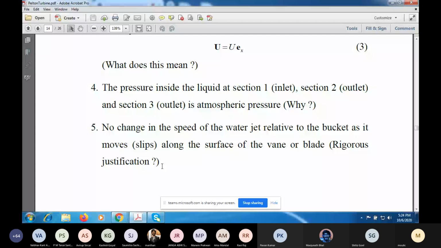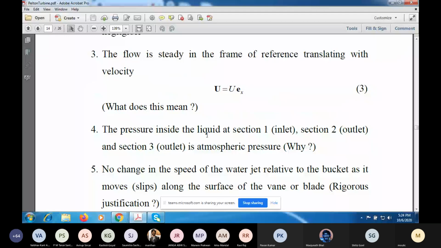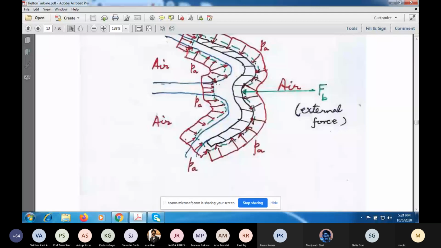Now I have already uploaded 4 more documents yesterday. You might have seen that. So if you go through that, you will see that in one of them, I've shown you that the relative velocity magnitude at all points on the inside surface of this bucket will be the same.